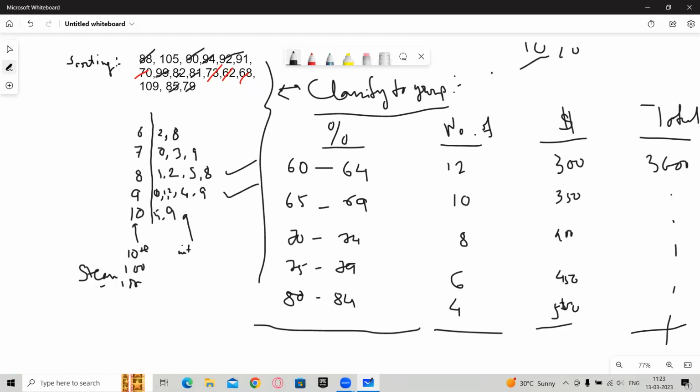And one more is, when you classify into this group, there should be no ambiguity in this data. Okay. If there is some obstruction, some confusion in the placement, it should not be ambiguous there. Okay. The data should be unambiguous.